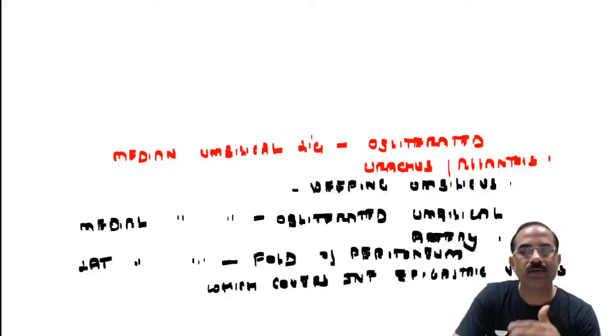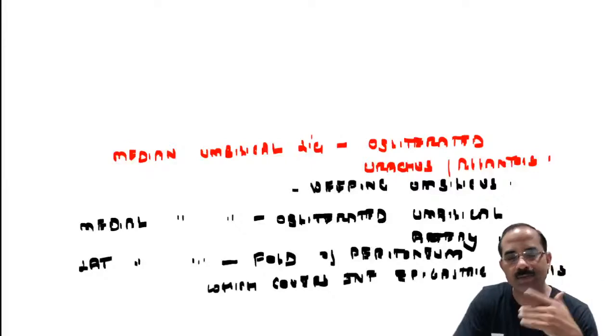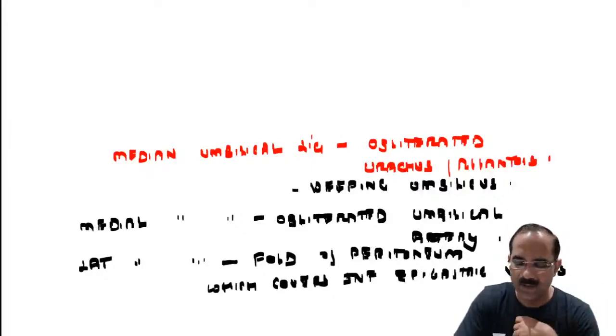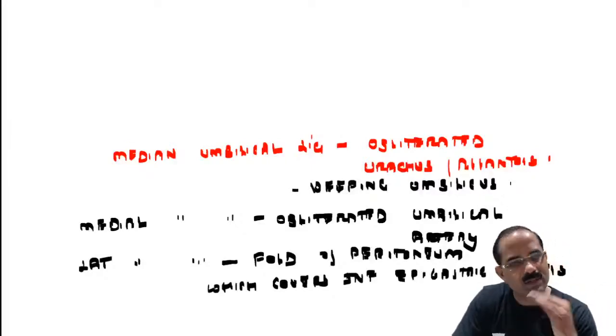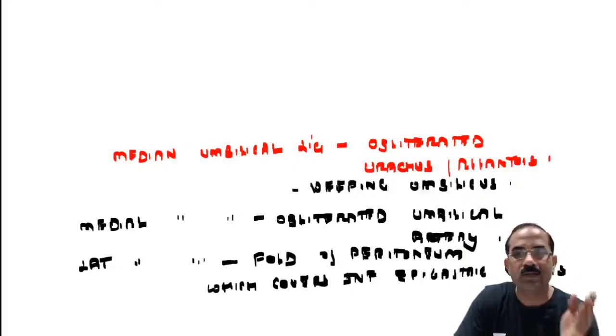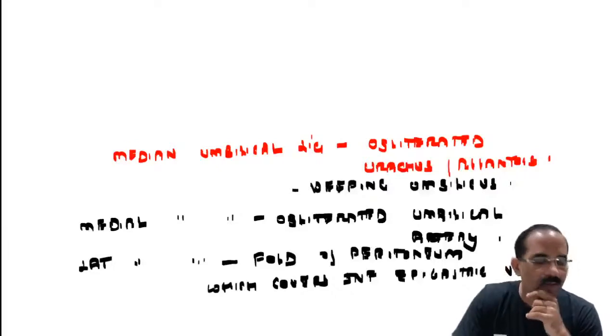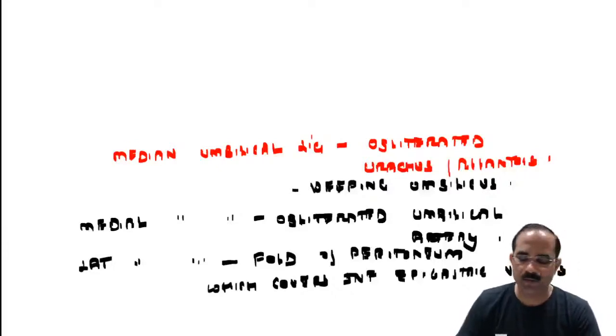The second one is the medial umbilical ligament, and what is that? That's the obliterated umbilical artery. And the third is the lateral umbilical ligament. What is that? It's just a fold of peritoneum which covers the inferior epigastric artery. Okay, that's about the topic.